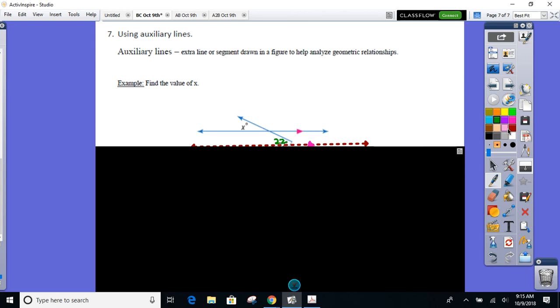Who cares? Ready? What else could I do to get there if I don't see automatically that they're corresponding? 22, why is this one 22? These are alternate interior. If that's 22 now, this brown angle here, I just wrote 22. Why is this one now 22? So there's other ways to get to it if you don't see the corresponding right away. All right, so X ended up being 22 degrees.